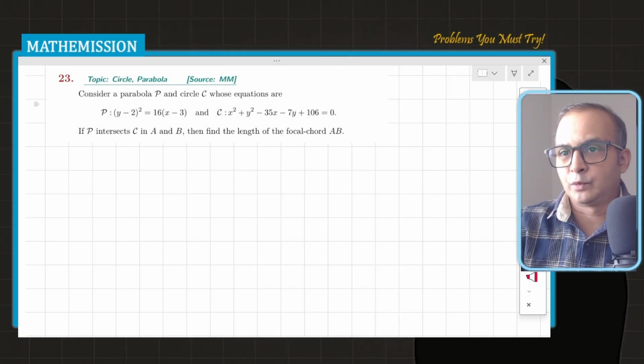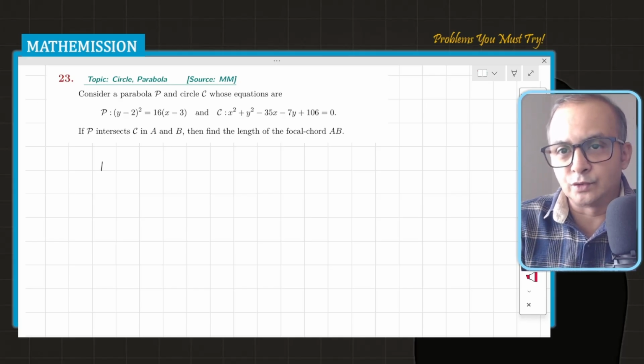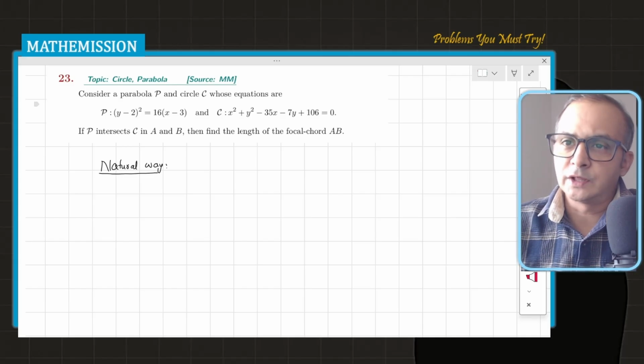Alright, so this parabola and circle intersect each other at A and B. So one natural way to do is what? We can try to solve the equations and find the values of x and y, and so identify A and B, which is going to be a focal chord of the parabola, and then we will find the length by the distance formula.